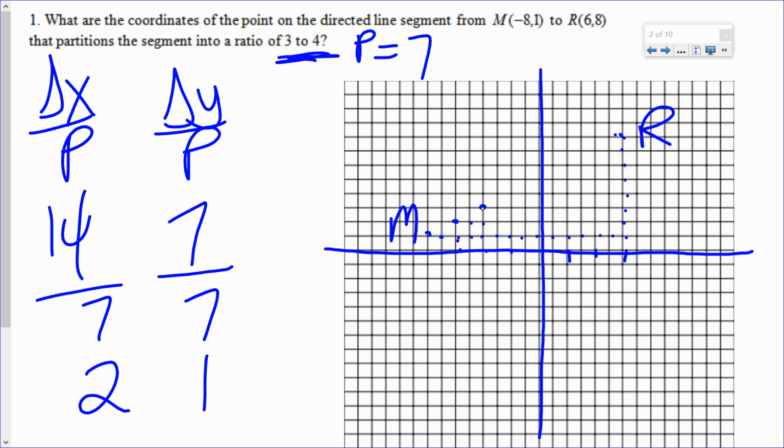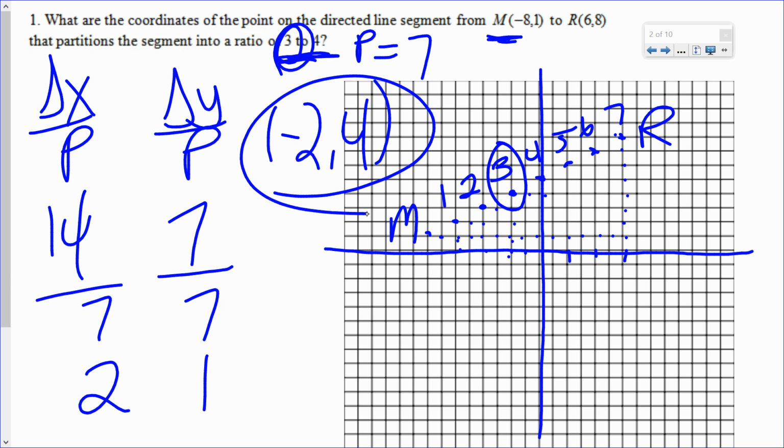1, 2, 1, make a point, and I keep on going until I get to the other endpoint. If you do not end up on the other endpoint, that means you did something wrong. It's from M to R, so M comes first, so M is 0, and that's 1, 2, 3, 4, 5, 6, 7. Which one's written first? 3 is written first, so this is your answer. The coordinates of that point are negative 2, 1, 2, 3, 4. That's it.